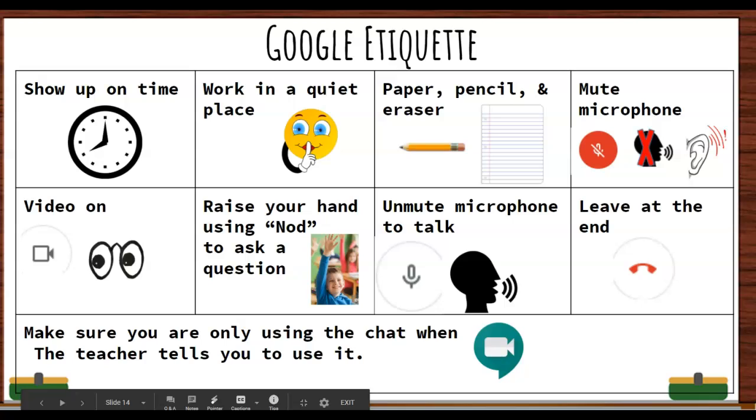Our etiquette is you must show up on time. Make sure you're in a quiet workspace. Make sure you have all your supplies. You are going to need something to write with and paper.